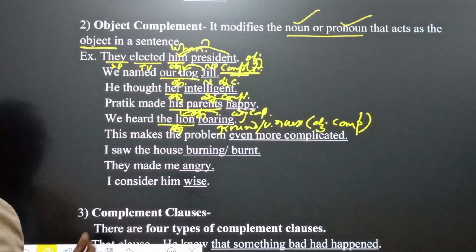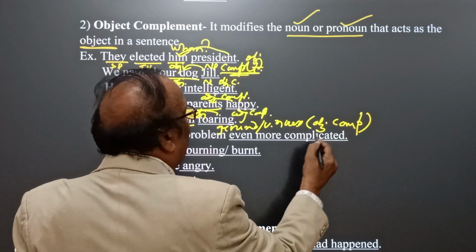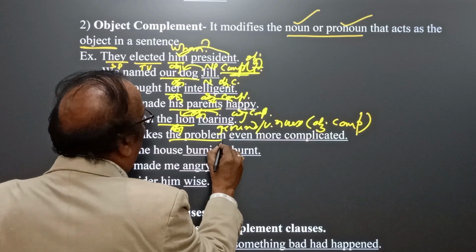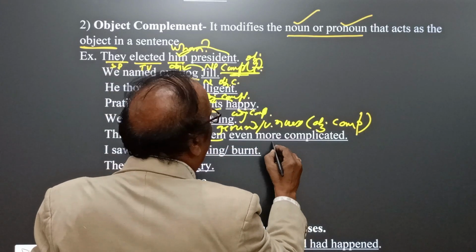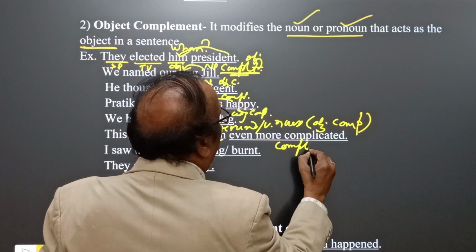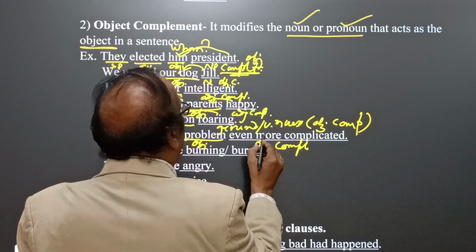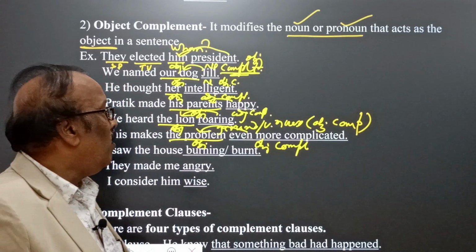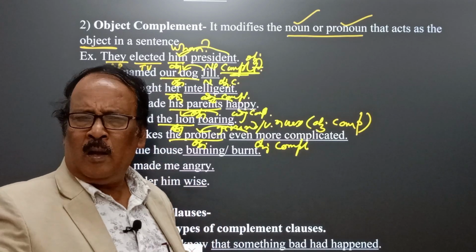Now come here. This makes the problem even more complicated. This makes what? The problem. Object, and even more complicated, here we find complement. So this is what we call object complement, because it qualifies the problem. This makes the problem even more complicated. Yes, this is the idea.